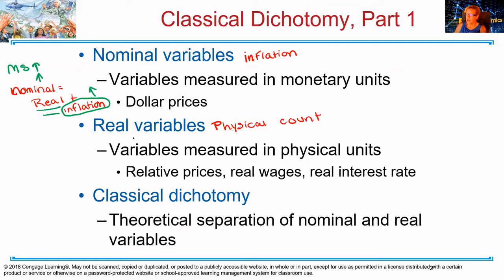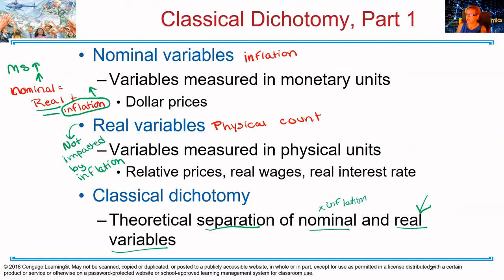So what does that mean? It means real variables are not susceptible to inflation. They're not impacted by inflation. We're going to come up with some examples of that in our next objective. So this means there's a theoretical separation of nominal and real. And again, if economists use anything, they're going to use real because that tells the true story, because the nominal has inflation as part of it.